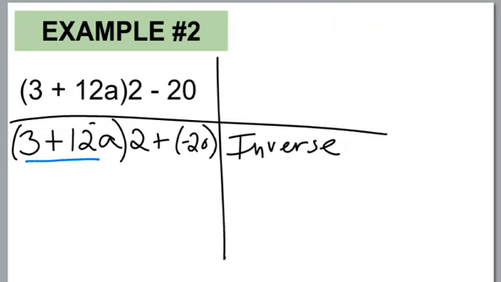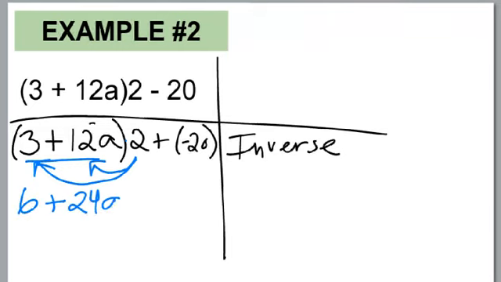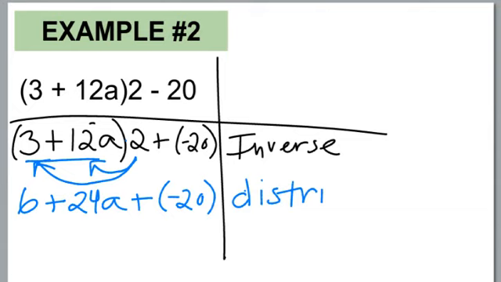So I'm just going to work left to right and find a multiplication problem that I can complete. And I see it right here, this 2. I can distribute that 2 inside the parentheses. 2 times 12a, 2 times 3. I'm just going to complete the multiplication. I get 6 plus 24a plus negative 20. Because I distributed.